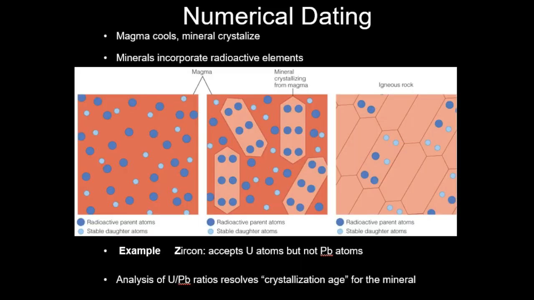Zircon crystals commonly contain uranium atoms, but not lead atoms, during their crystallization. So finding a rock that contains zircon crystals which formed at crystallization within the magma at depth is typically a good dating tool used by many geologists that I know.